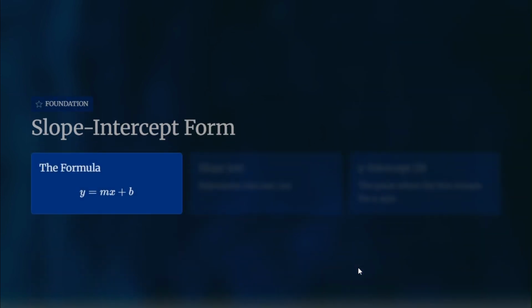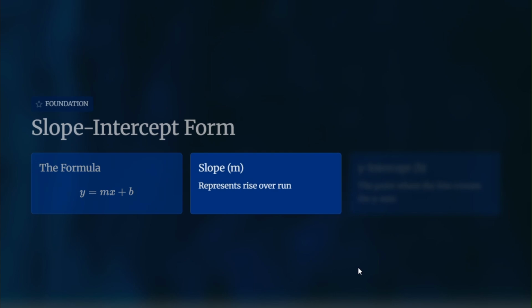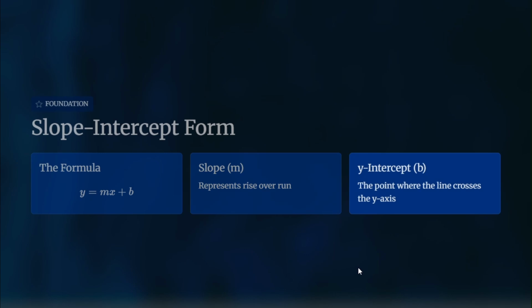The formula for the equation of a line in slope-intercept form is y equals mx plus b. It is the foundation for understanding linear equations. The slope is m. It represents rise over run, and it tells you the direction and steepness of the line. Whereas b is the y-intercept. That is the point where the line crosses the y-axis.